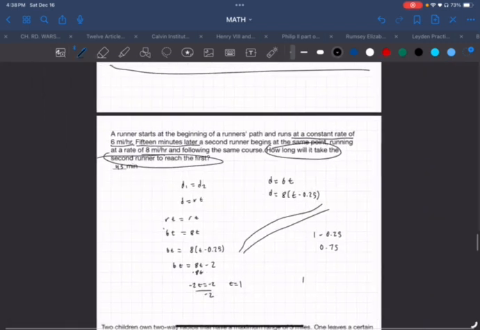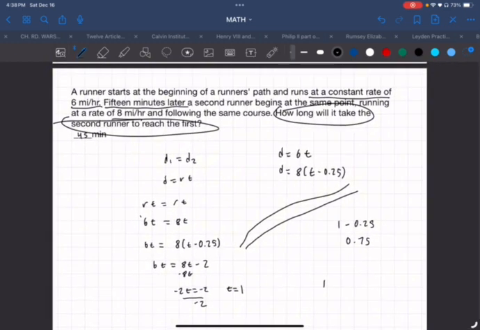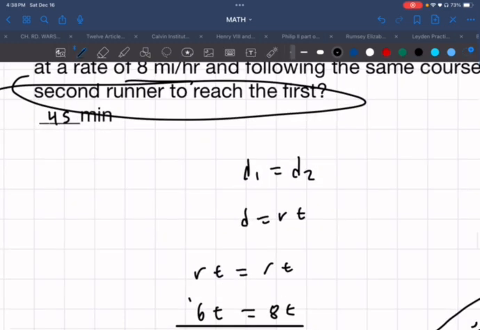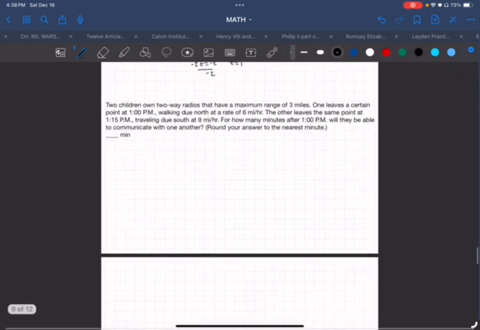So you just really need to know distance equals rate times time, and if they're on the same path, when they meet up, they will have run the same distance. So the distance has to be the same. And then it's 15 minutes later, 15 out of 60, 0.25, and so on. Kind of just fake it until we get it. Okay, this is right. Next word problem.